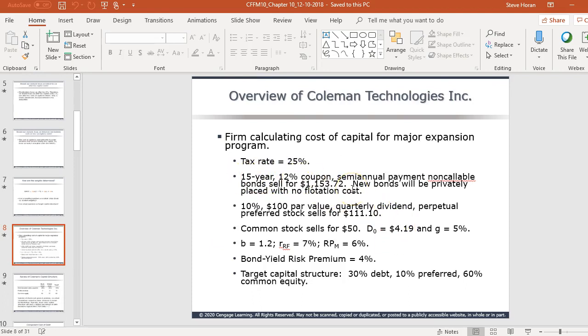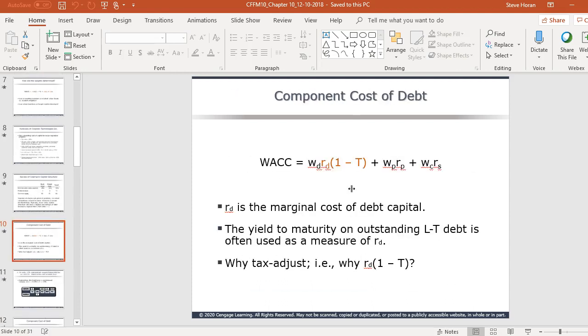They've got a 15-year bond, 12% coupon, that right now would sell for $1,153.72. And I can use that information to calculate the yield to maturity, which is a proxy for my cost of debt. Okay, so that's why that was important, why they mentioned that.